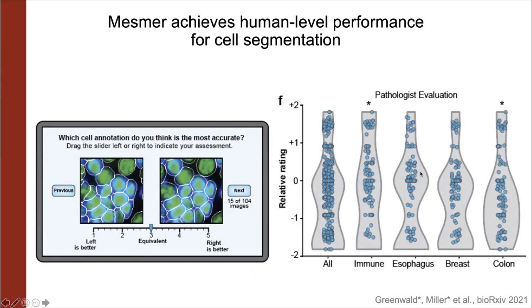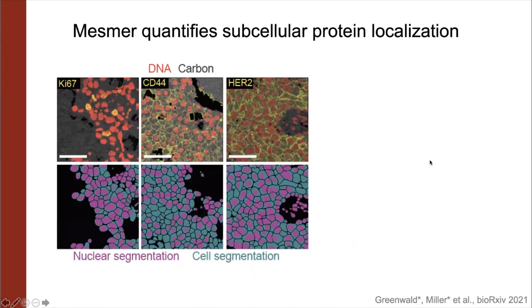Now that we have this accurate segmentation, I wanted to highlight some of the cool applications that we can use this for. As I mentioned before, Mesmer generates segmentation predictions not only for each cell, but each nucleus within each cell. What this allows us to do is look at the subcellular localization of imaging markers. So on the top here is a number of different proteins that have known subcellular localization patterns, and on the bottom is the corresponding segmentation predictions for both the nucleus and cell of each cell.